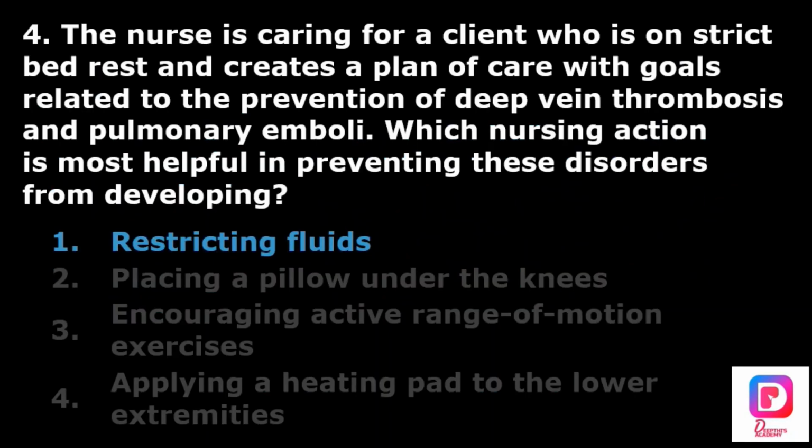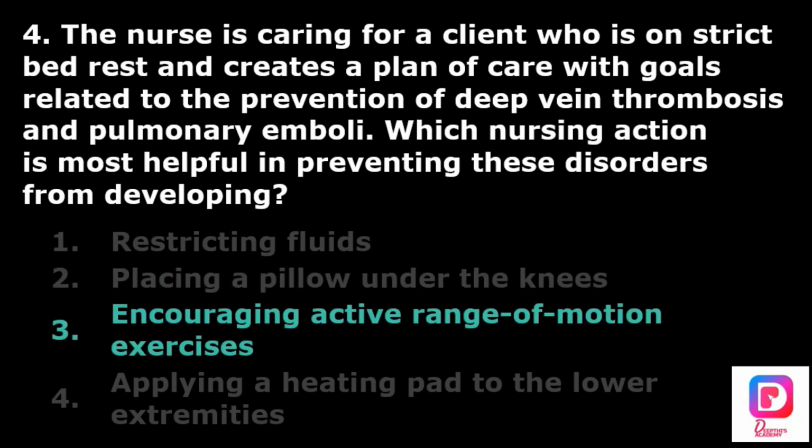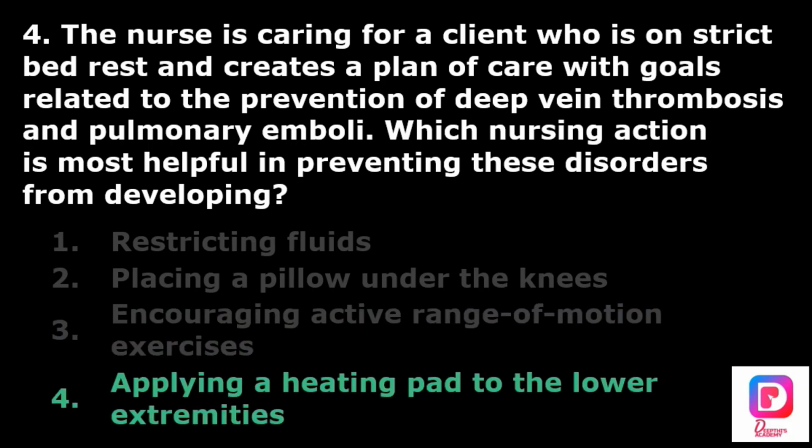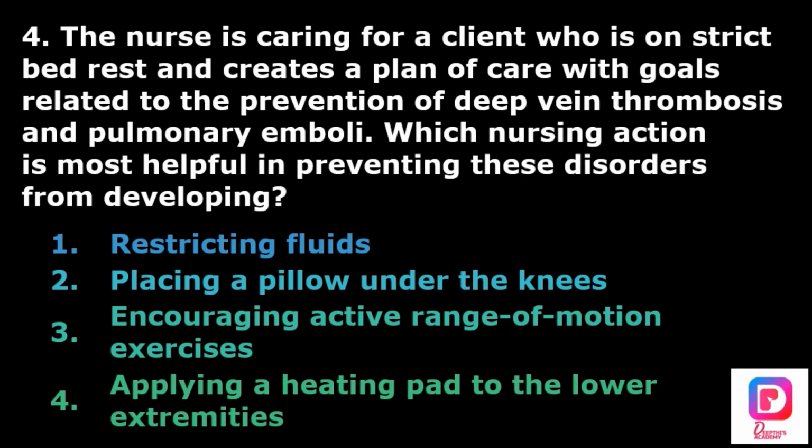Let's see the options. Option number 1, restricting fluids. Option number 2, placing a pillow under the knees. Option number 3, encouraging active range of motion exercises. And the last option is applying a heating pad to the lower extremities. Here the nurse has to know the most important intervention in order to prevent deep vein thrombosis and pulmonary emboli for a patient who is on strict bed rest. So let's see the options one by one.